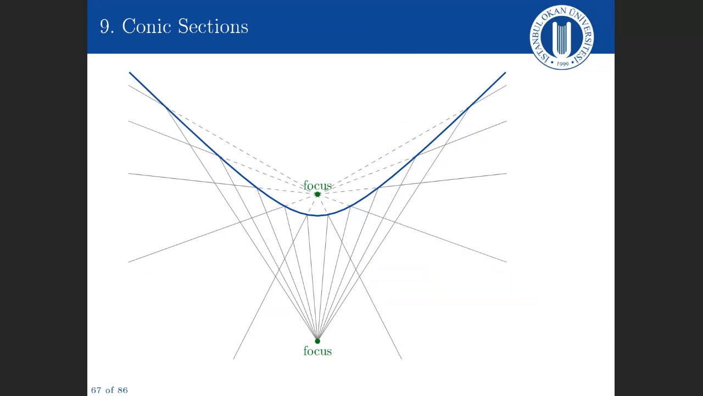And what are the reflective properties of a hyperbola? The properties are that if we take a ray which is going towards one focus, it's reflected off one half of a hyperbola towards the other focus. And this is used, for example, in telescopes.